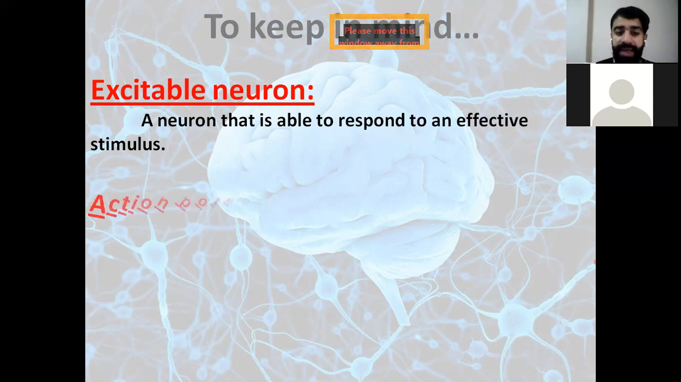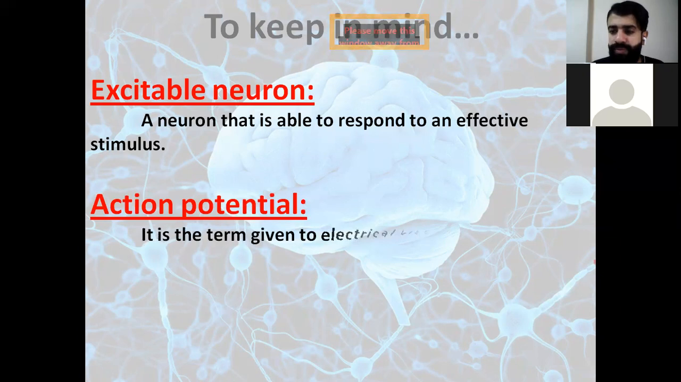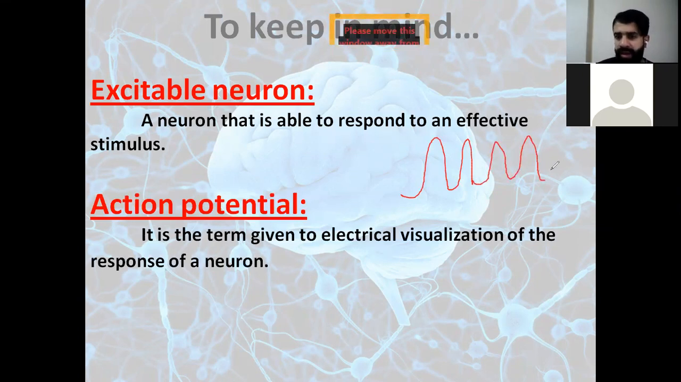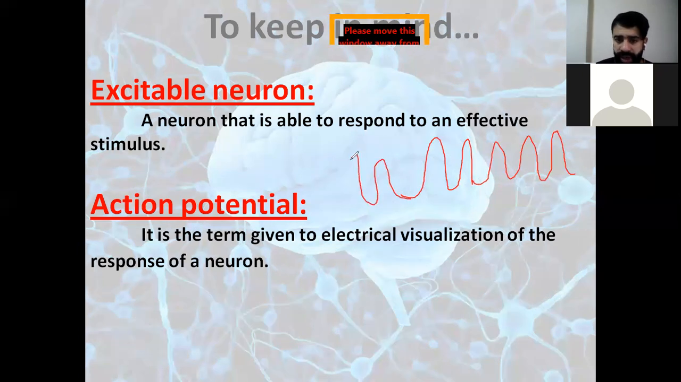Second definition was the meaning of action potential. Action potential is the term given to the electric visualization of the response of the neuron. For example, the electrocardiogram, you see this in the hospital, of the heart and so on. So this is the electrocardiogram. Every one of these is called an action potential, AP.